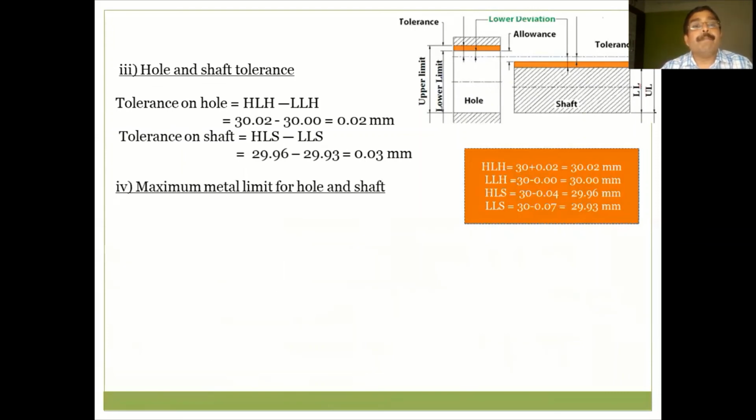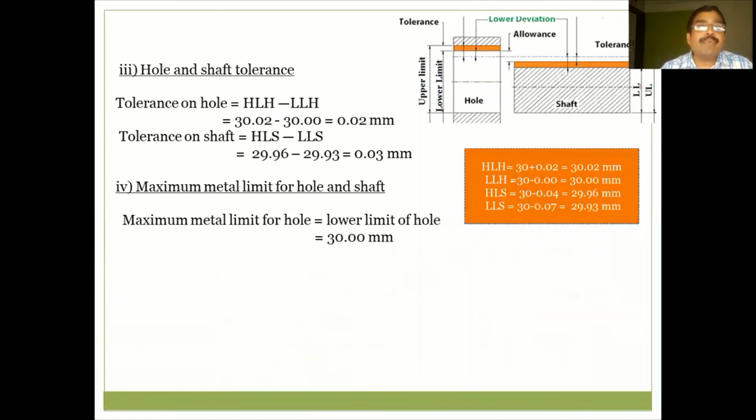Then the maximum metal limit for the hole and shaft. So student, when you are talking about the maximum material condition, for the hole the maximum material condition is always the lower limit, means this one, the lower limit of the hole. And your value for the lower limit in your case is 30 for the hole.